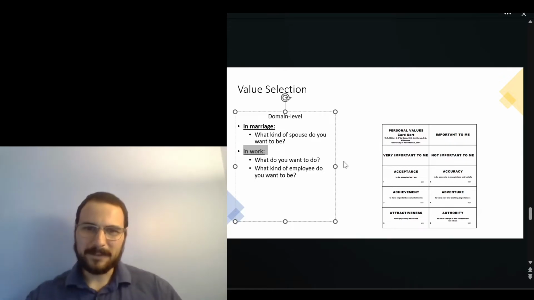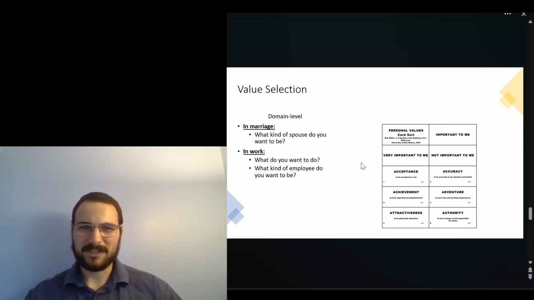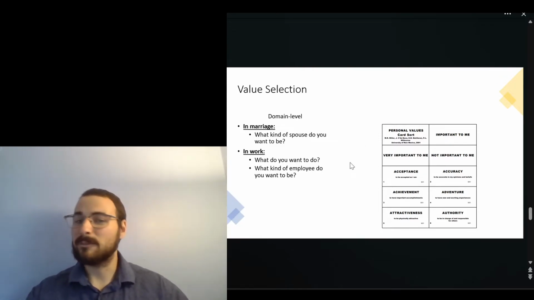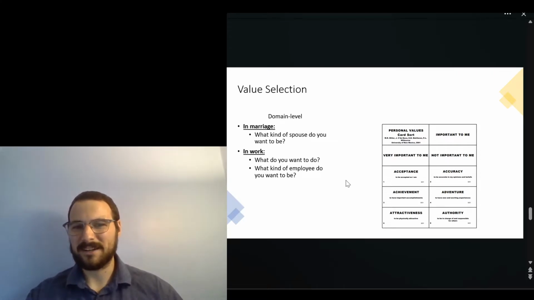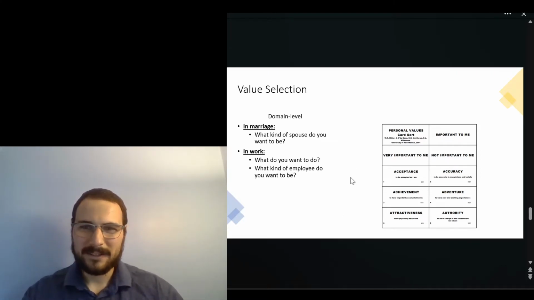And similarly, if you're a working person, then you could think, okay, what kind of work do you want to do? Do you want to have a different type of job? Or what kind of employee do you want to be? What kind of characteristics do you want to live out?